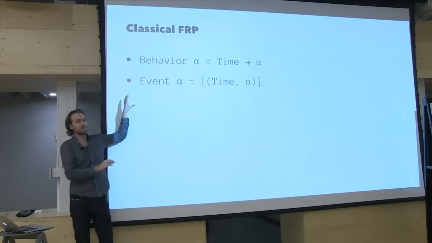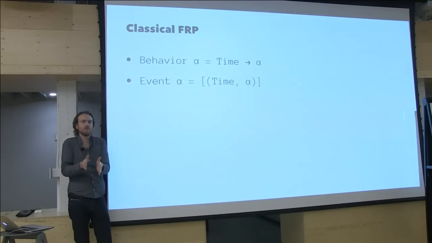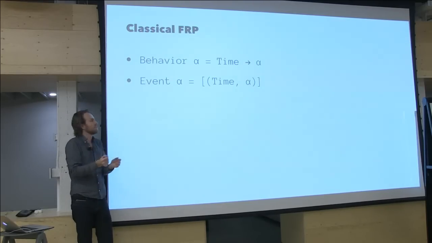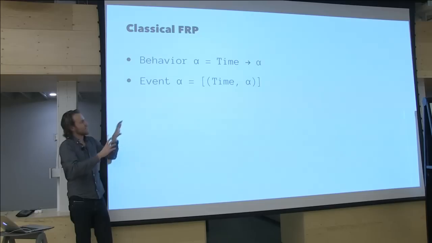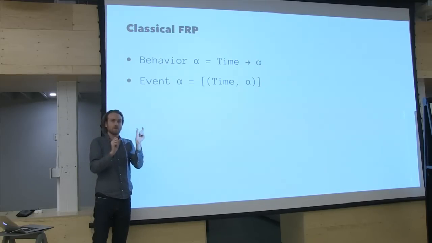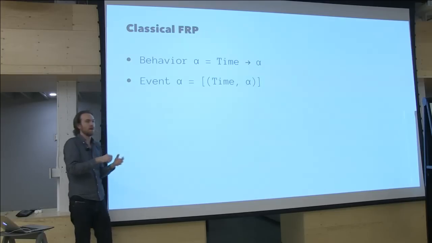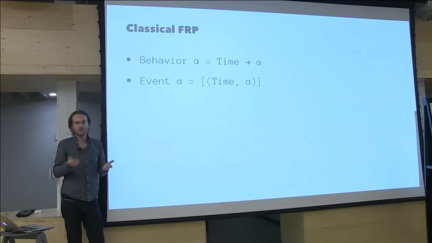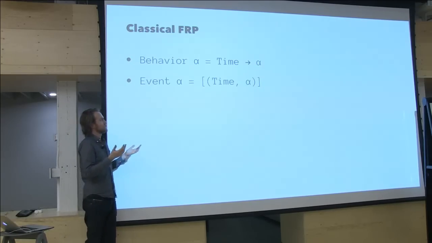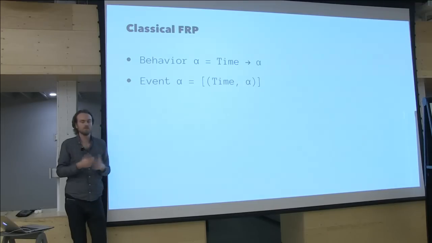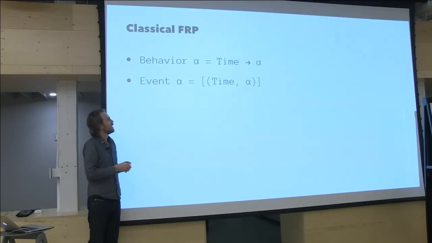And then it had events to talk about discrete events that happen in an instant. The way it talked about events is as a list of pairs of timestamps and some type. So you could have an event like a mouse click, whose type might be represented however you want to represent a mouse click.